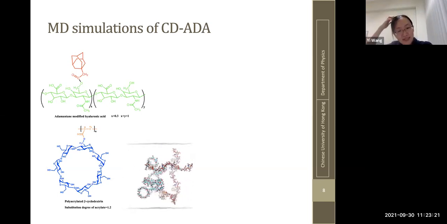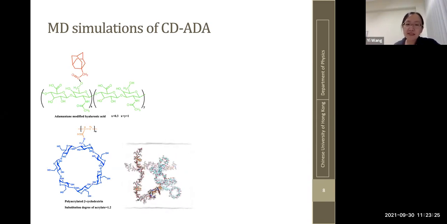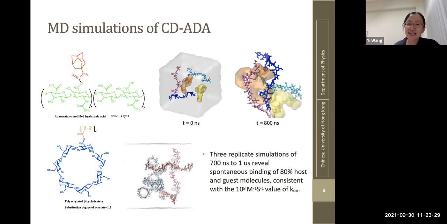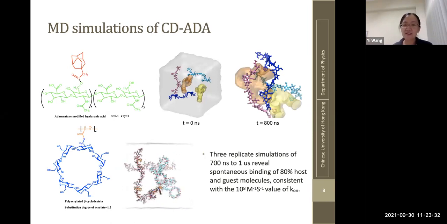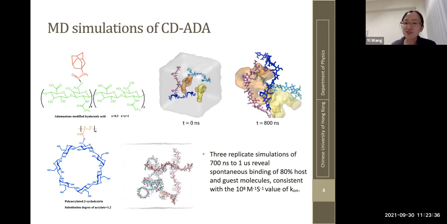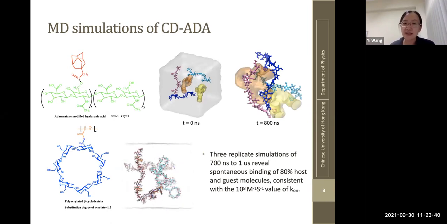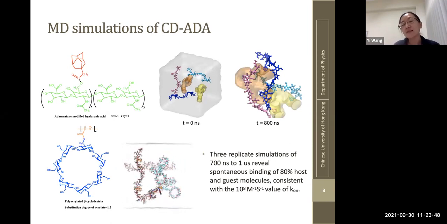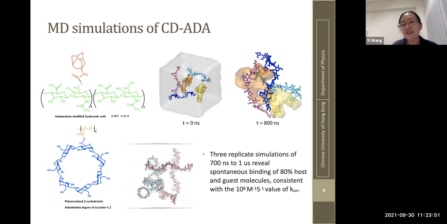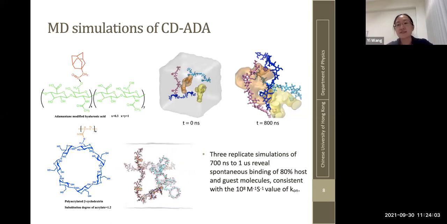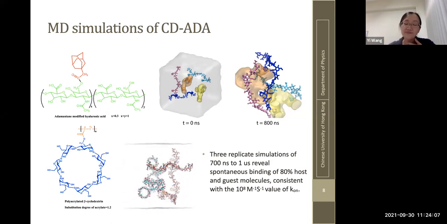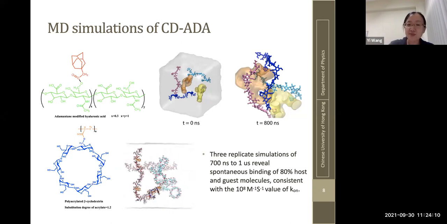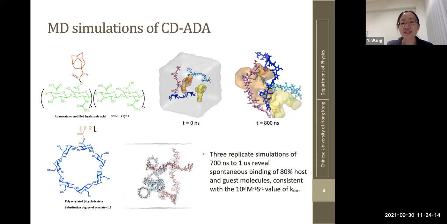So we used MD, we built this system, and the first thing that we did is plain MD, we just let them bind. These simulations serve the purpose of, number one, giving us a first look at the dynamics of the system, and number two, providing initial structures for later simulations. For the first purpose, qualitatively, you do see that it gives you this 10 to the eighth inverse molar inverse second kon, because the binding is extremely fast. Within a few hundred nanoseconds, 80% of the six host-guest systems spontaneously bind to each other. So that's at least to some degree reassuring that we have something at least qualitatively correct, okay?